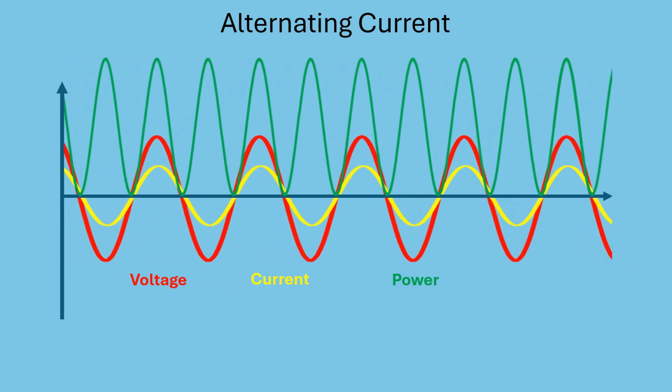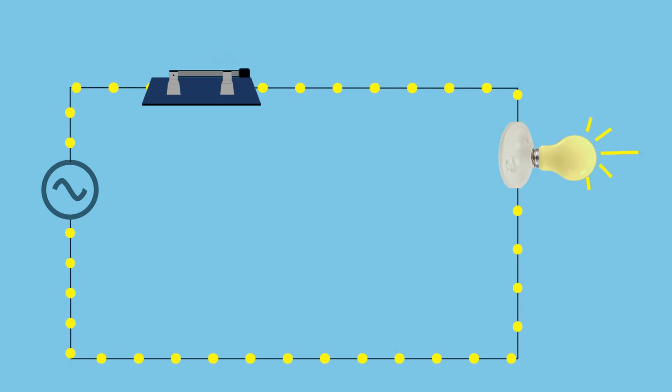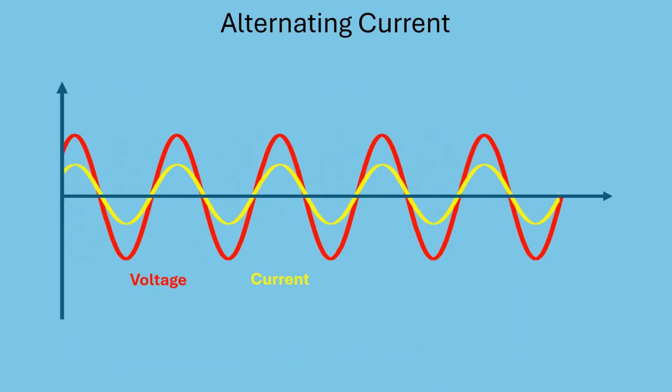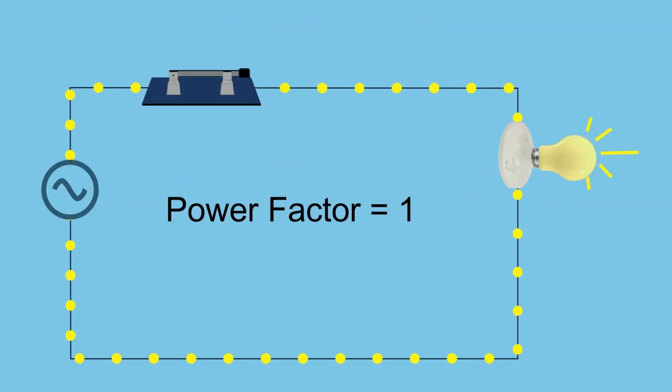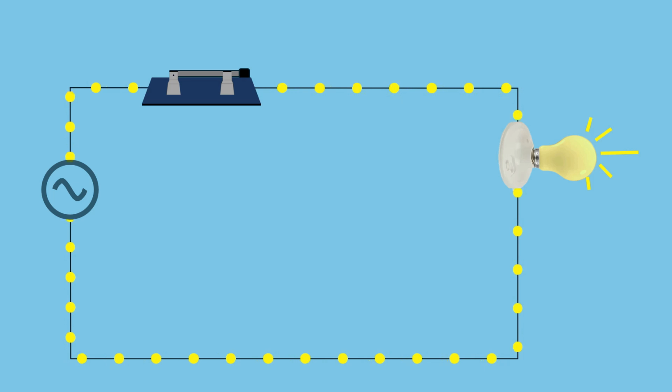All right, now let's look at an AC circuit. In this case, the circuit has a purely resistive load, like a light bulb, meaning the voltage and current are always in phase. This gives us a power factor of 1, which is the most efficient. There's no energy losses, except for a little bit due to resistive losses in the wires, but we're going to ignore that for this discussion.